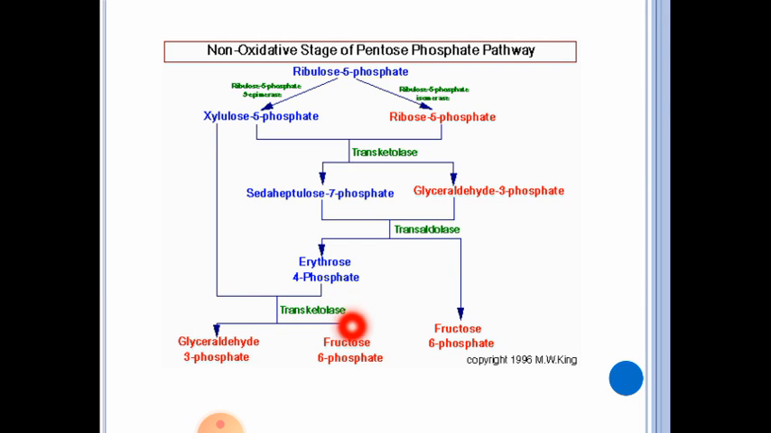glyceraldehyde 3-phosphate and fructose 6-phosphate with the help of the transketolase enzyme and erythrose 4-phosphate. So glyceraldehyde 3-phosphate, fructose 6-phosphate and glucose 6-phosphate: all these are substrates which you see are the same as in glycolysis and gluconeogenesis.